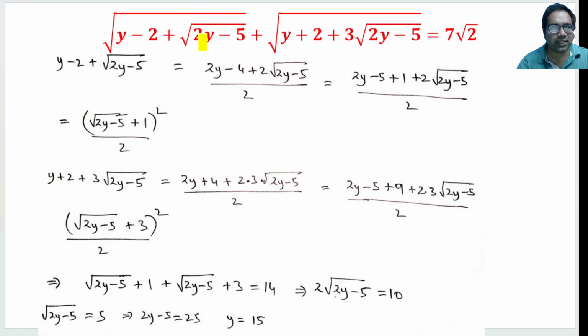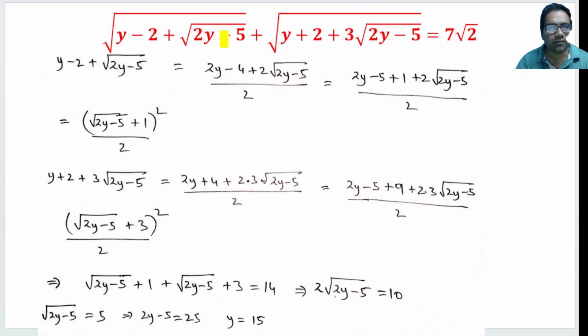What will be the square? A square will be 2y minus 5. Let us try to modify this y minus 2 in such a way that we get 2y minus 5. Let's make it 2y first. Let's multiply everything and divide by 2. We want 2y minus 5 out of this expression. Then it becomes 2y minus 4 plus 2 under root 2y minus 5, all by 2.